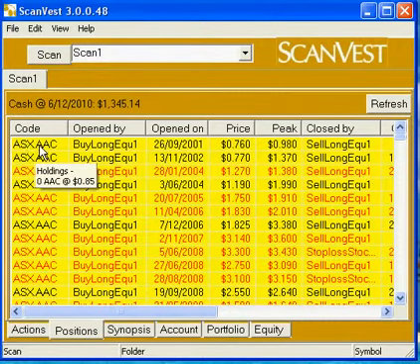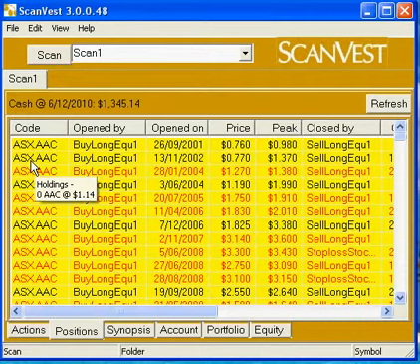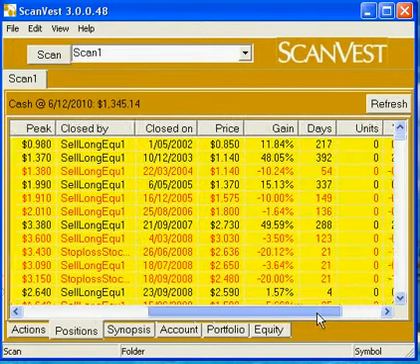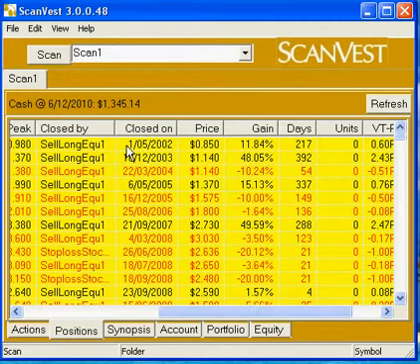Each line is a position. The first line here is the first position generated for the stock code AAC listed on the Australian Stock Exchange. This position was opened by Buy Long Equity 1 strategy on the 26th of the 9th 2001 for 76 cents. During the life of this position, the stock peaked at 98 cents before being sold by Sell Long Equity 1 on the 1st of the 5th 2002 for 85 cents.